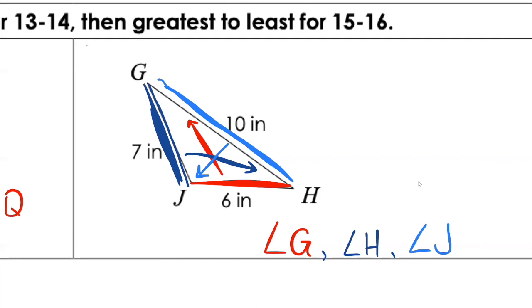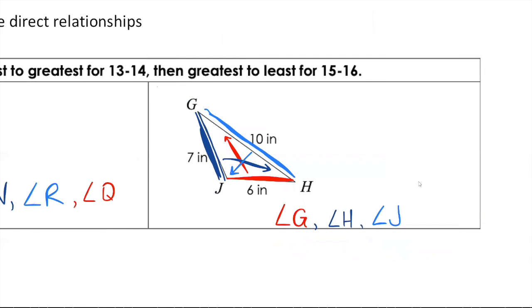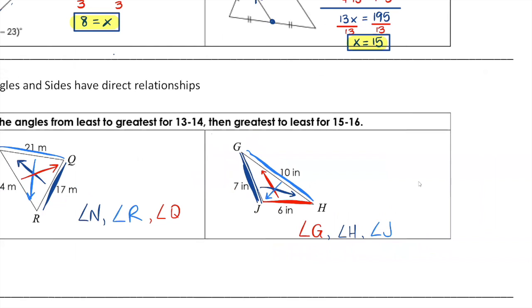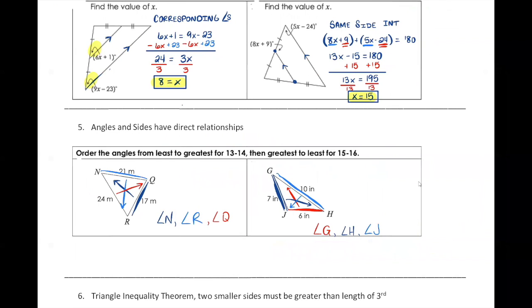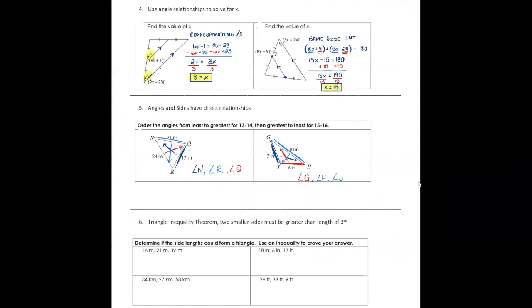And remember, if I asked y'all about angles, you can also go that direction and get the same answer. Questions, thoughts, concerns, prayer requests about angle relationships? Angles and sides are direct relationships. Smallest will always be opposite smallest. Largest always opposite the largest.